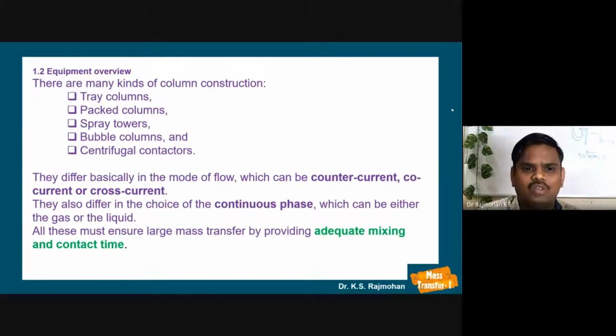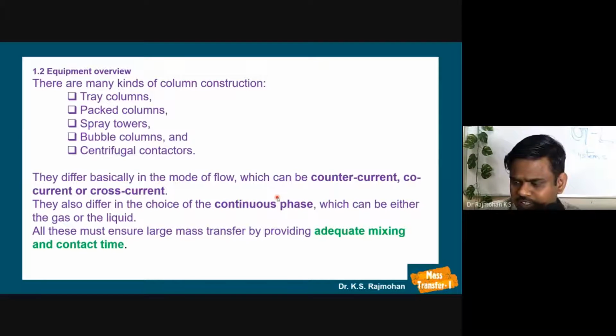If you look at different types of column constructions, we have tray columns, packed columns, spray towers, bubble columns, centrifugal contactors, and even agitated vessels. If it is a batch operation, that is different. If it is a continuous operation, the mode in which the gas phase and liquid phase are brought in contact with each other can be called counter current, co-current, or cross current operations.